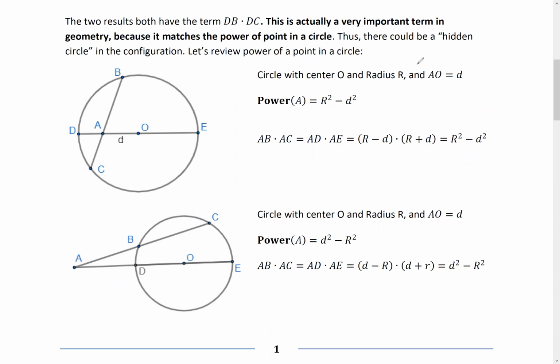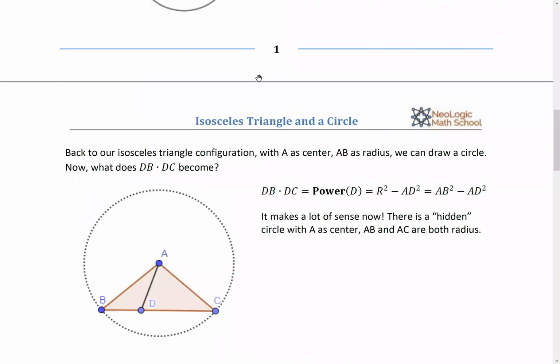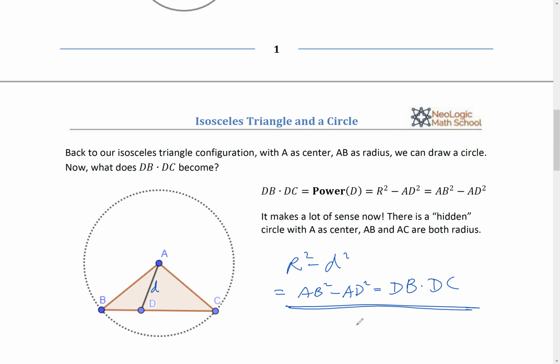So what happened there? What's the power at point D again? R squared minus D squared, right? R squared is AB squared. D squared is, well, that's our D here, no? AD squared. And that should be the power at point D, which is then DB times DC. That's exactly what we proved last time, right?